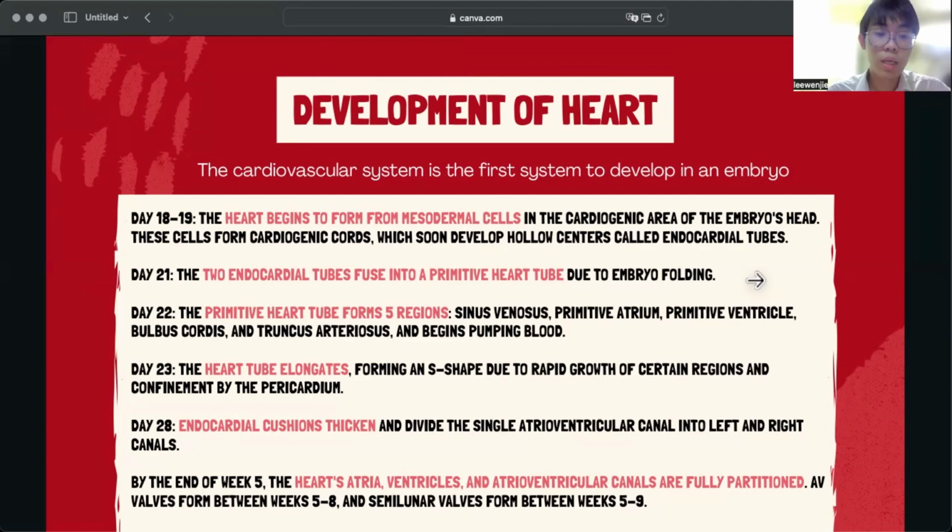Day 23, the heart tube elongates. Day 28, the endocardial cushions thicken and divide the single atrioventricular canal into left and right canals. By the end of week 5, the atria, ventricles, and atrioventricular canals are fully partitioned.